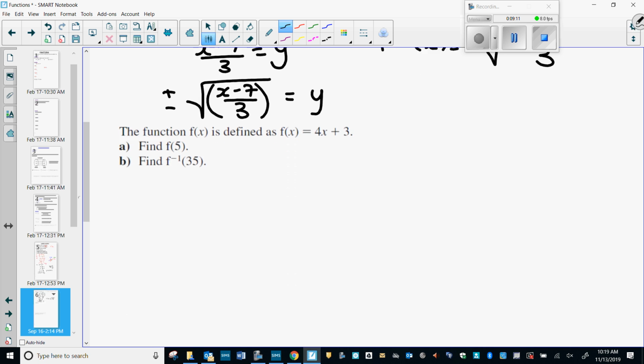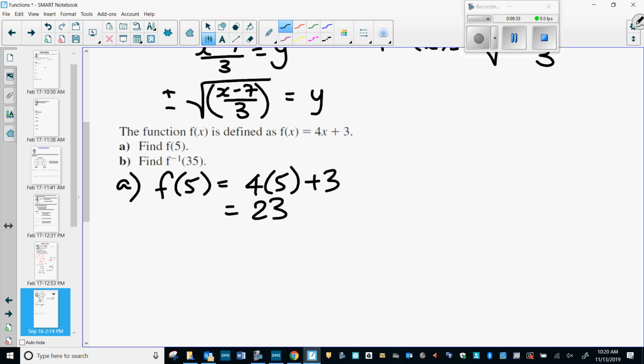Alright, next one. f(x) is defined as 4x plus 3. It's a nice straightforward one. So first of all, it says just find f(5). Okay, so this is going back to what we were doing early days. How do I find f(5)? What do I have to do? Substitute 5. Yep. So we've got 4 bracket 5 plus 3. So that's 23. Nice. Easy.